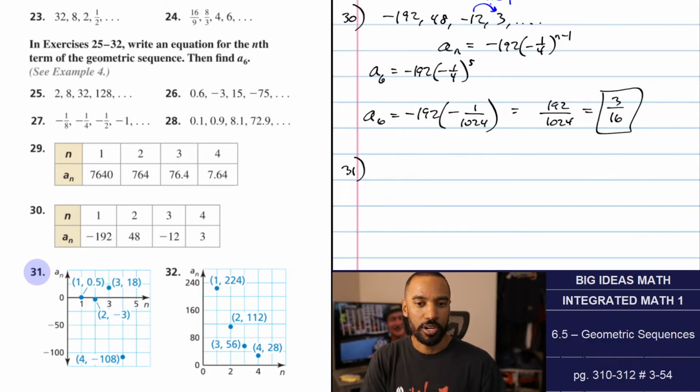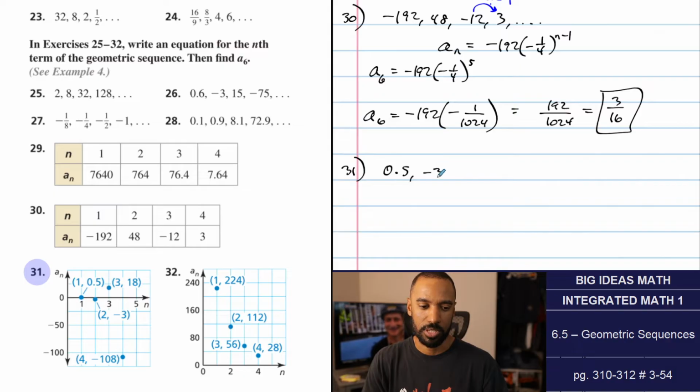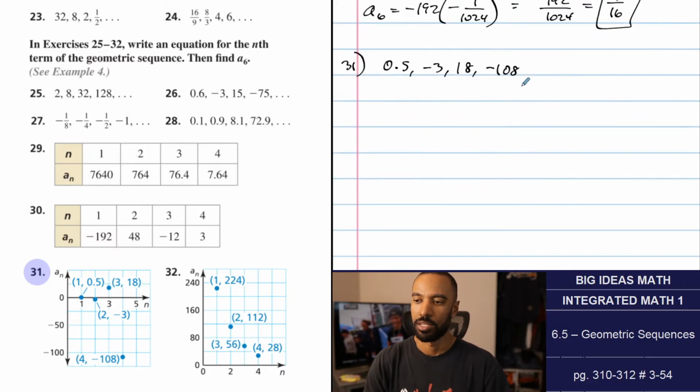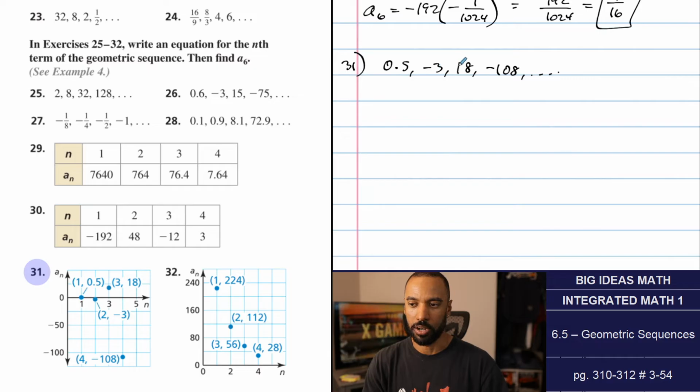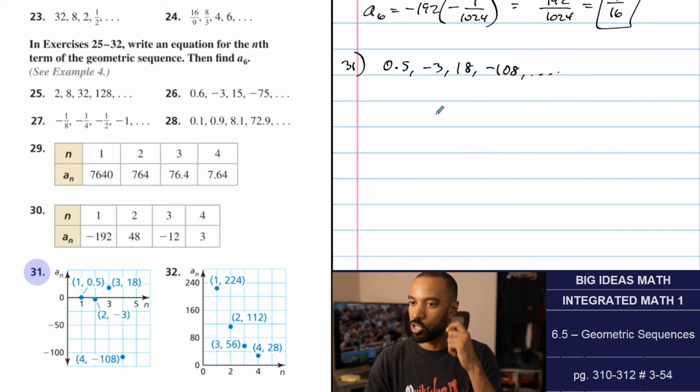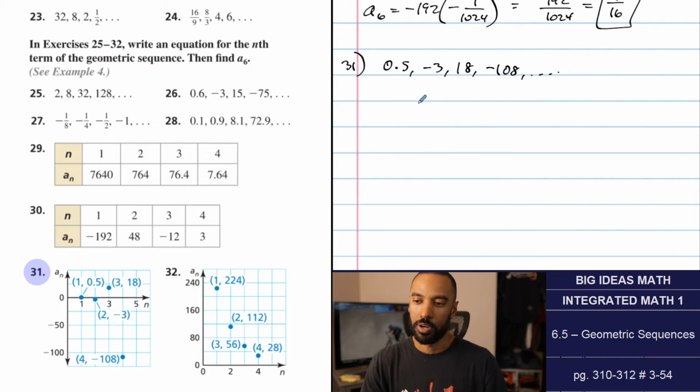Numbers 31 and 32 are graphs, but that doesn't mean we can't just write the first 4 terms as they were. First term looks to be 0.5, next term is -3, and then 18, and then -108. Mighty, that shoots up quite fast. Those one where I can clearly see the division is from here to here, or the multiplication. Dividing this by this, you get -6. So the first term being 0.5, common ratio being -6. Here is our rule.